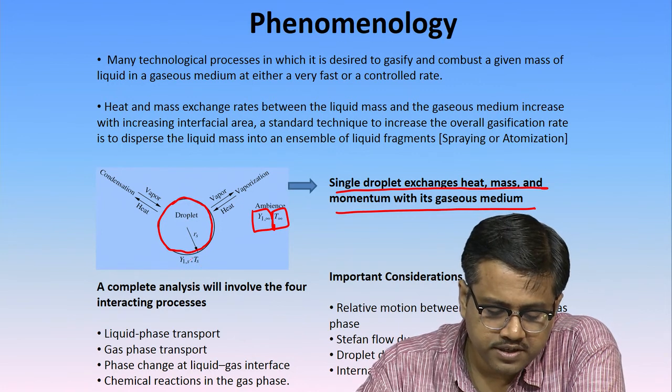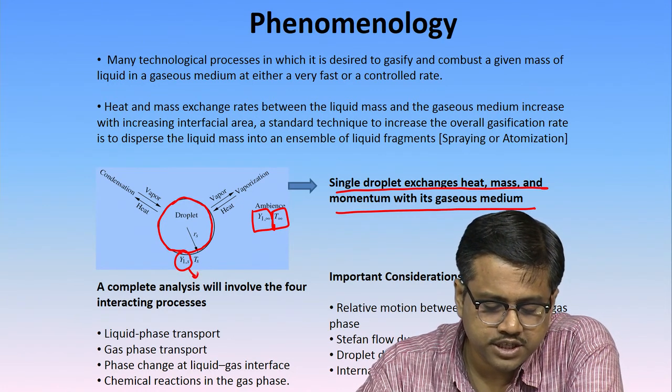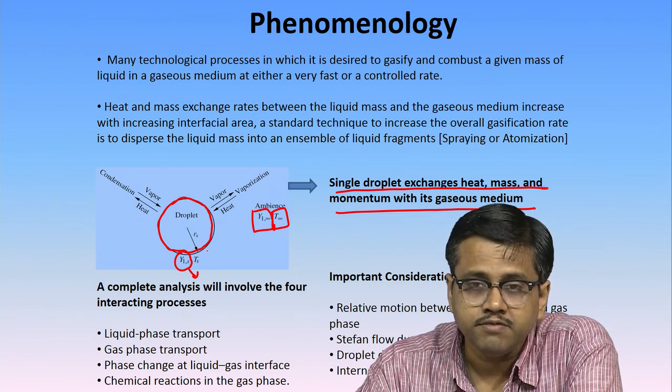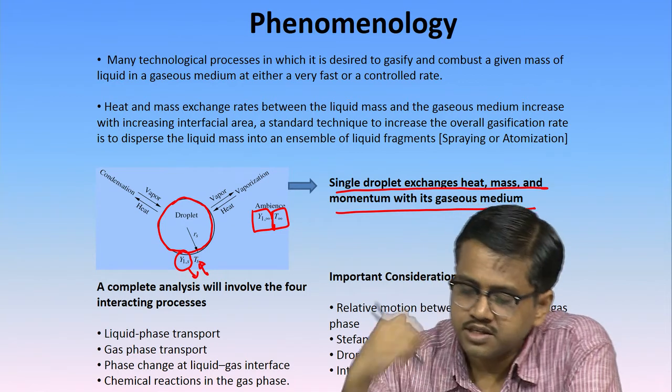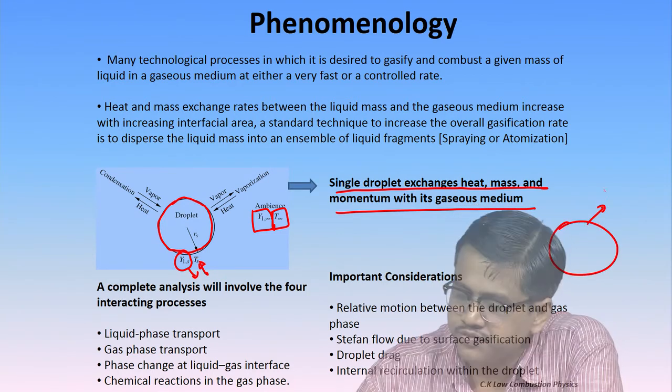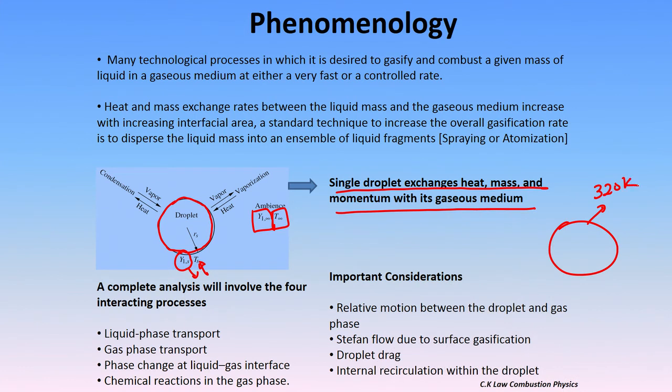So, at the droplet surface, this Y1s is basically the saturation pressure of the vapor phase at the temperature of the droplet surface. If the droplet is here and its surface temperature is say 320 Kelvin, then the Y1s will be whatever is the partial pressure of that particular vapor phase at 320 Kelvin. That means it is essentially the saturation vapor pressure at 320 Kelvin. So, that is what it says over here.